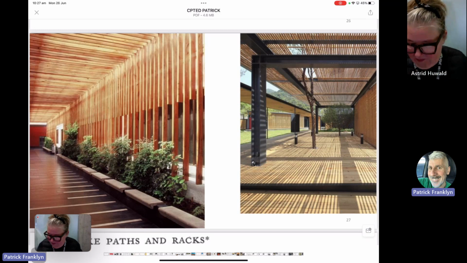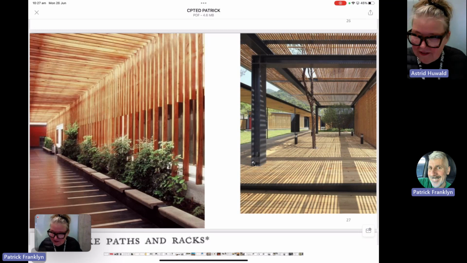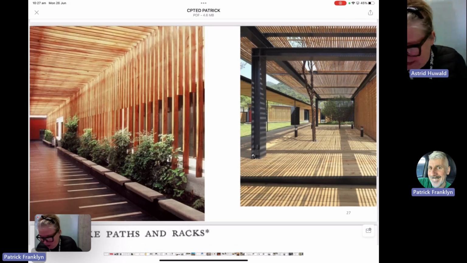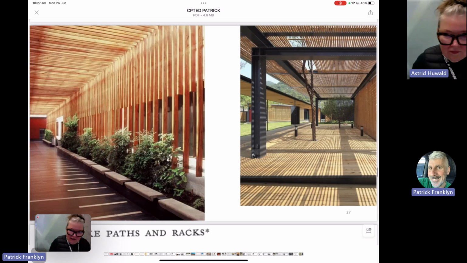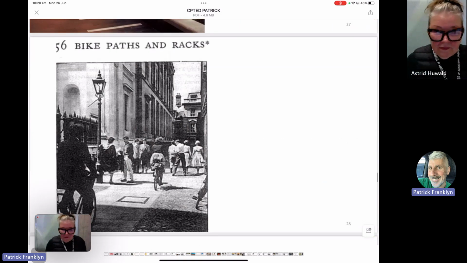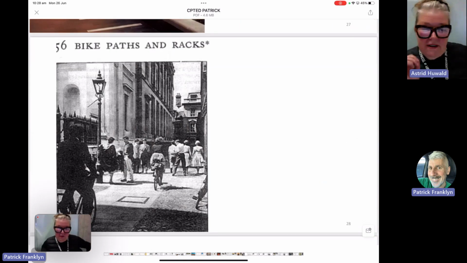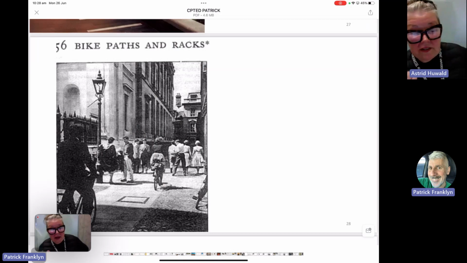barbecue, shelter, drinking fountain, places to lock your bike. And oh yeah, we go bike park. Just go to the next slide.